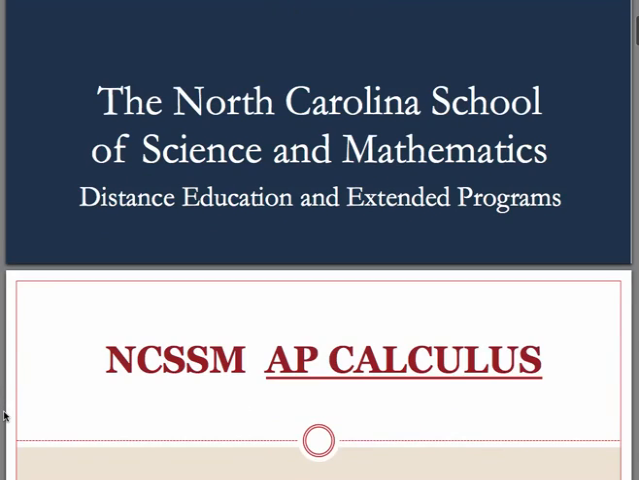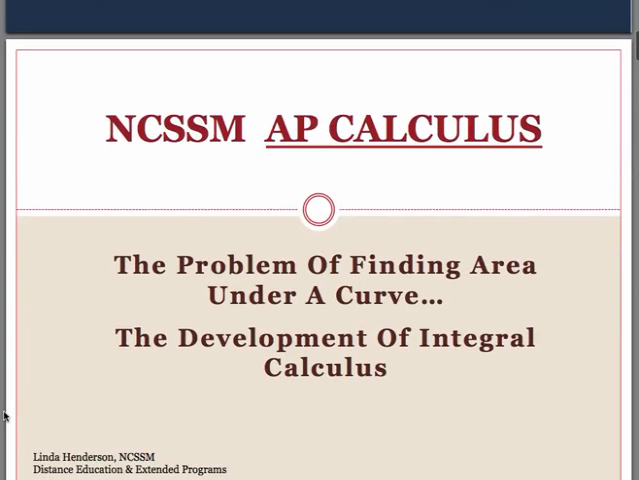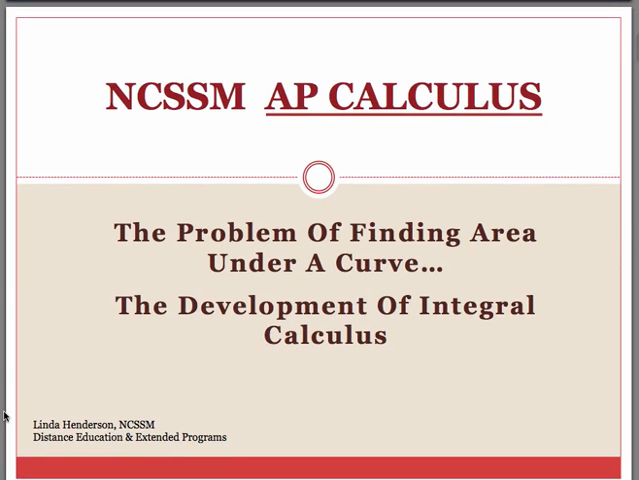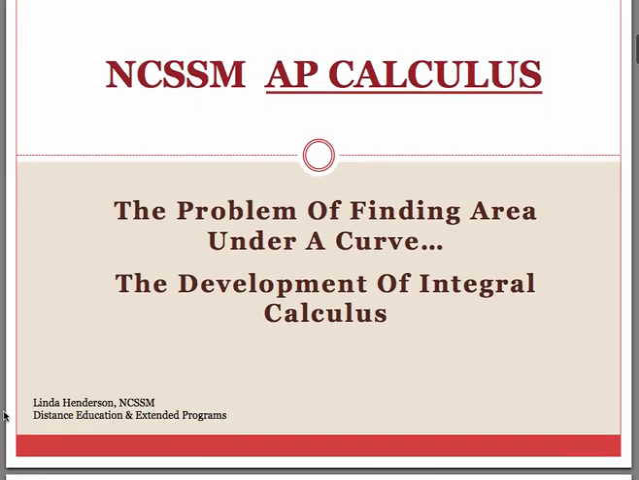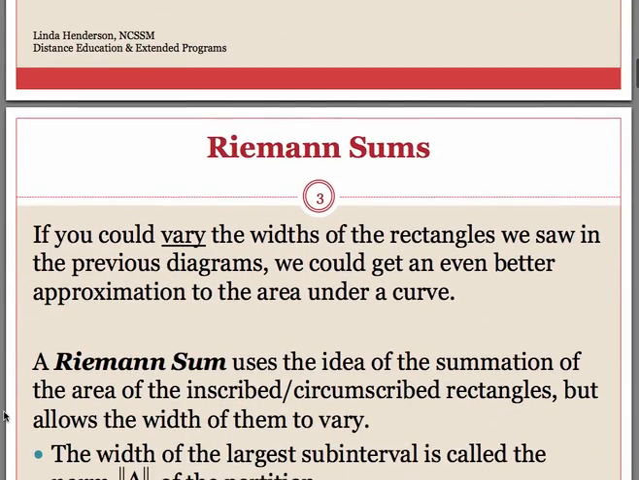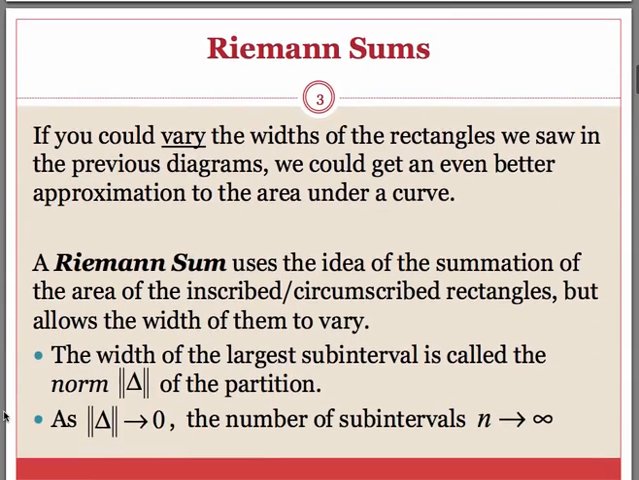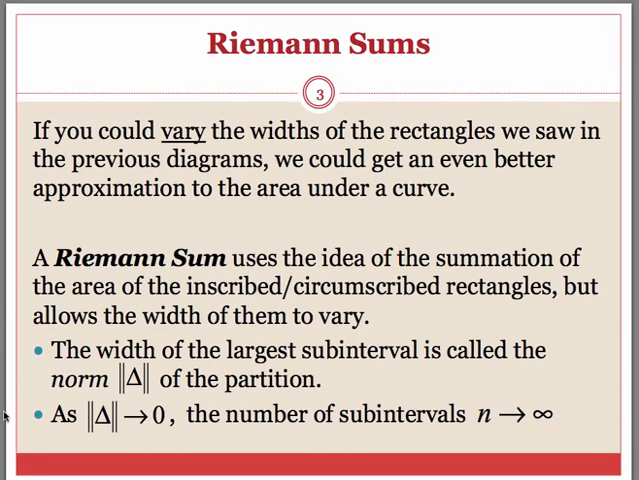Having been introduced to the idea of finding area under a curve by using rectangular approximations, let's talk about some other options. If you think back to the problems that have been discussed before, all of those rectangles we used either to inscribe inside the curve or circumscribe about the curve all had the same width. But what if we could vary the widths of the rectangles, as we saw in other diagrams? That would enable us to get even a better approximation to the area under the curve.